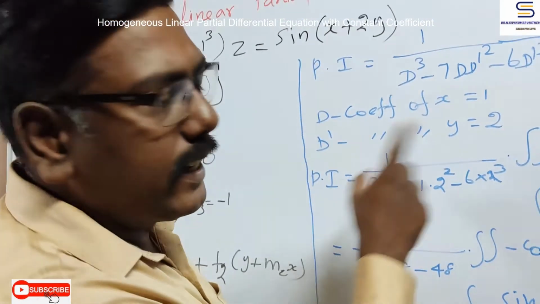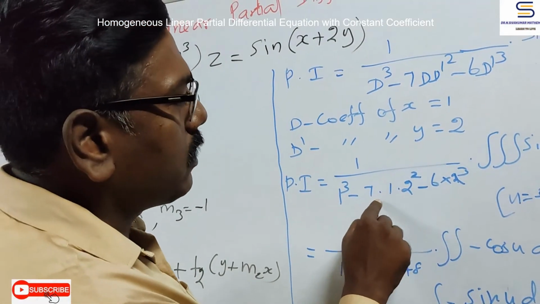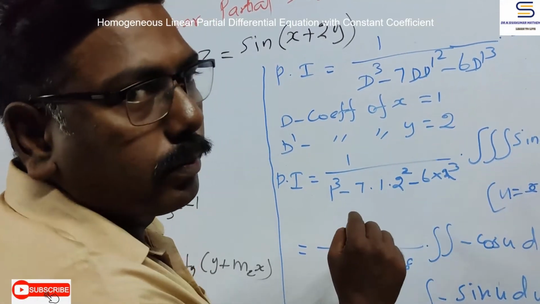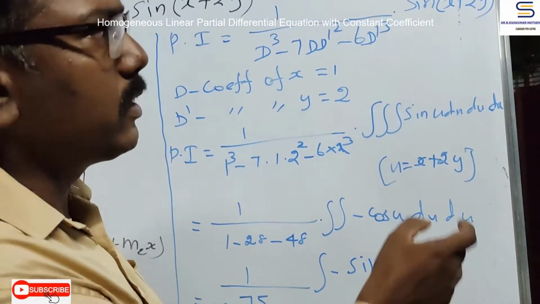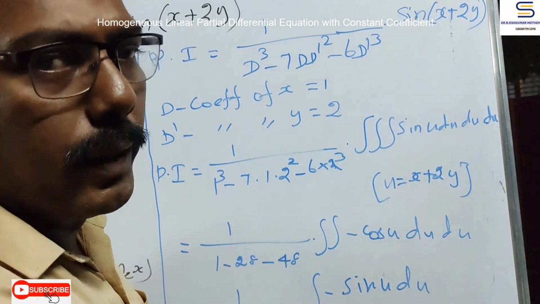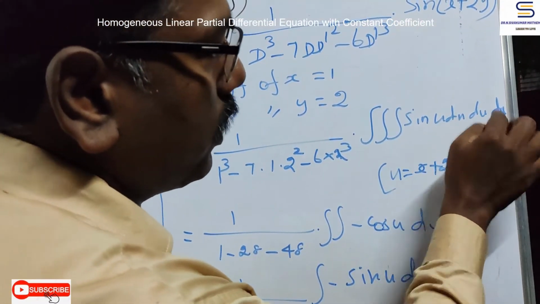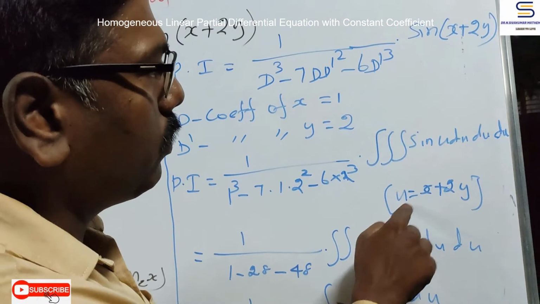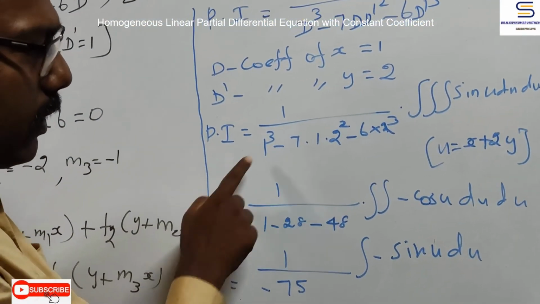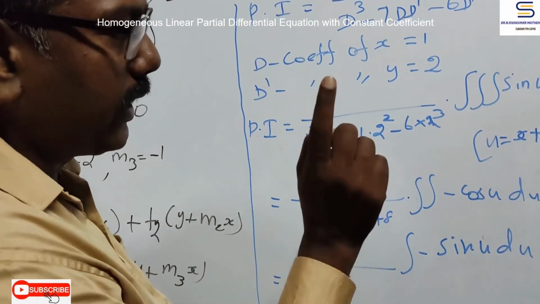Just directly take D and D dash and substitute D equal to 1, so 1 cube minus 7 into 1 into 2 square minus 6 into 2 cube. The important concept is the order, degree is 3, so we have to integrate triple, that is triple integration we have to do. Take sin u du du du, where u equal to x plus 2y. On simplification, 1 divided by 1 cube minus 28 minus 48, 6 into 8 is 48.